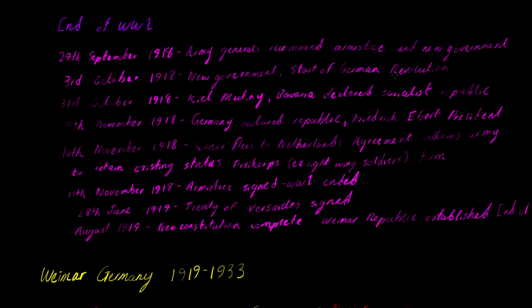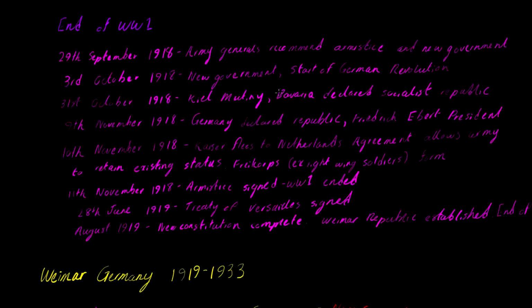And it's the start of the German Revolution. People are going hungry. People are getting angry. We have the start of the German Revolution on the 31st of October 1918, with the Kiel Mutiny. This is basically sailors refusing to set sail. It's a rebellion against the army's orders.